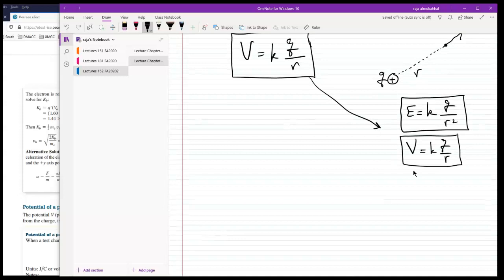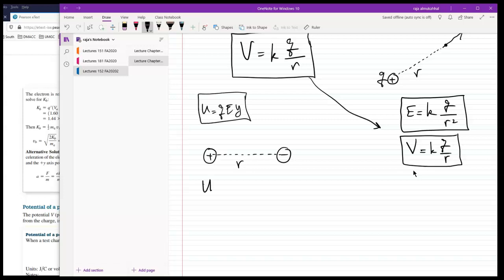If I have, let's say, two charges, say positive and negative, and they're separated by a distance r, okay? There is also an electric potential energy, U. Remember we said U is equal to what? U is equal to QEY. Well, yeah, that's fine, as long as you have an electric field, that's the formula you use. But what if I have two charges, Q1 and Q2? Is there a potential energy between them? The answer is yes. Let me tell you what that means.